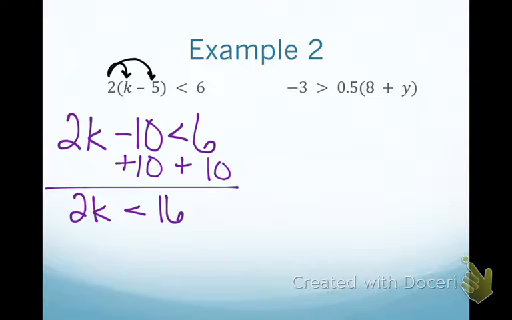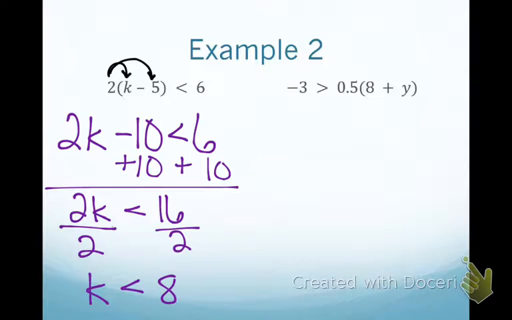Divide 2. Yeah, very good. Divide 2 both sides. And k is less than 8. And then you would graph it. Open or closed dot on the 8? Open. An arrow going left or right? To the left. Okay, I just don't have room for the graph.